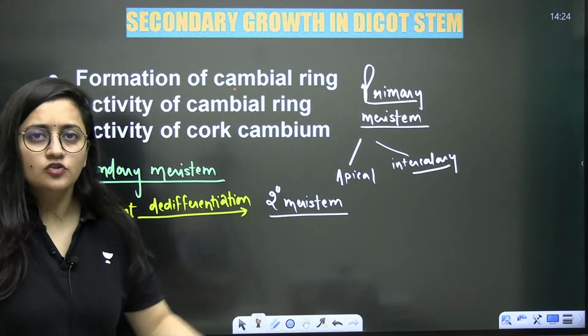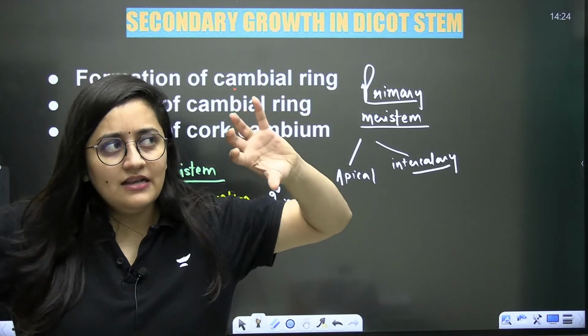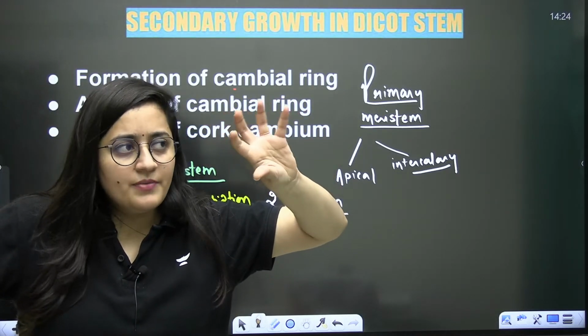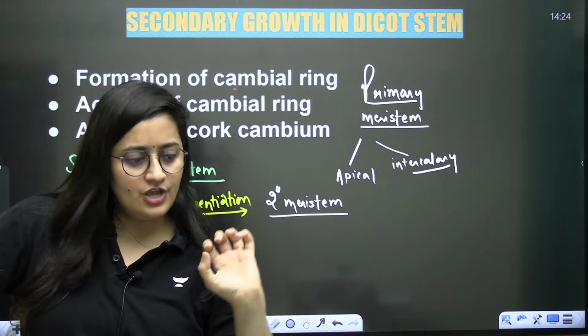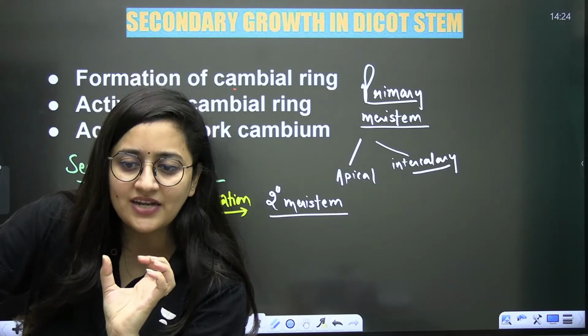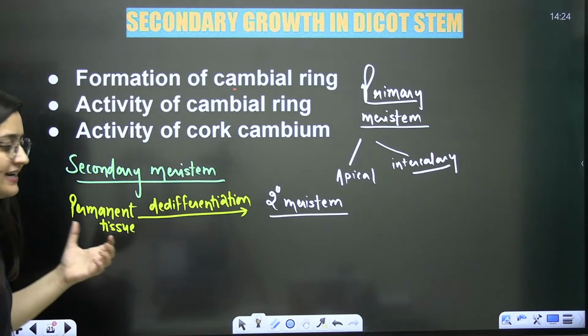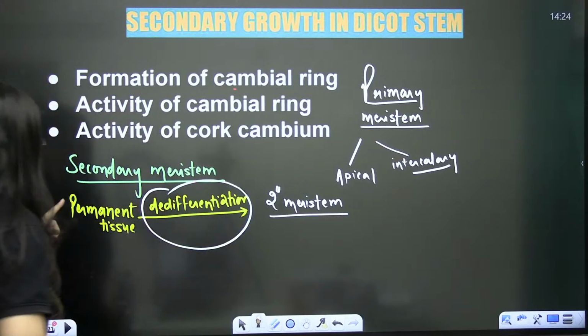Initially that cell was performing a particular function. Now it has again started division. Now it is the secondary meristem that we have. So secondary growth is the result of de-differentiation of the permanent tissue.